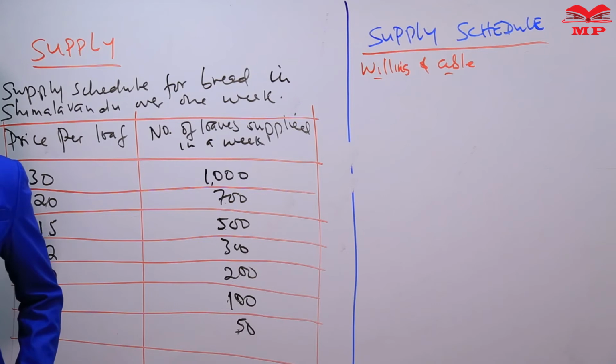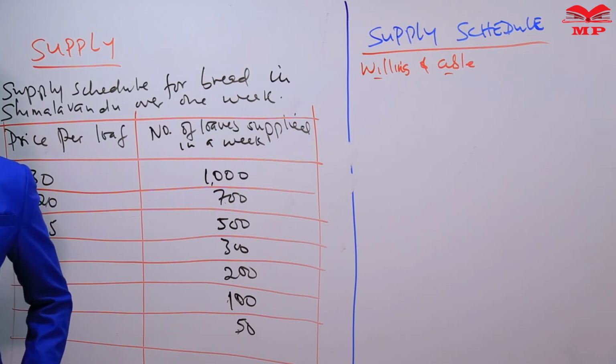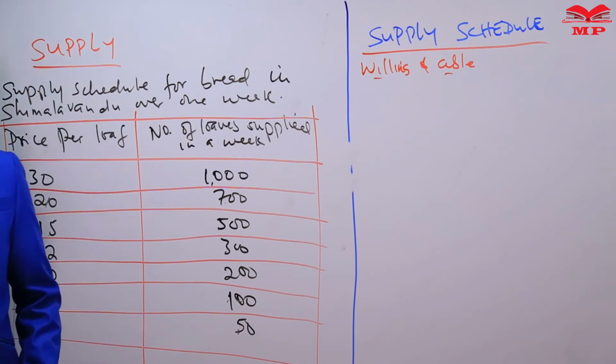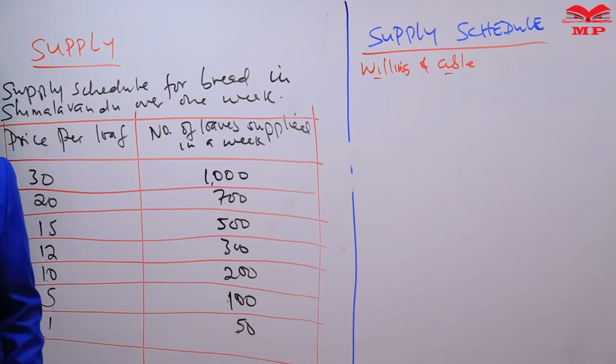So we can now present this schedule in a graph, what we call a supply curve. When we present this in a graph, then we come up with a supply curve. And the supply curve is simply a graph showing the relationship between the price of a commodity and the quantity of the commodity supplied.